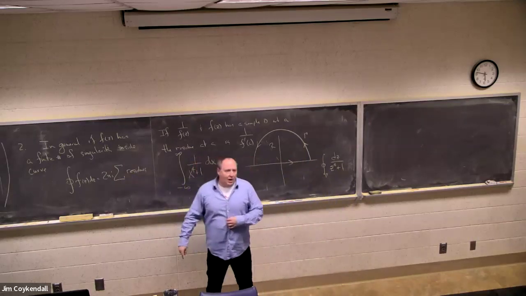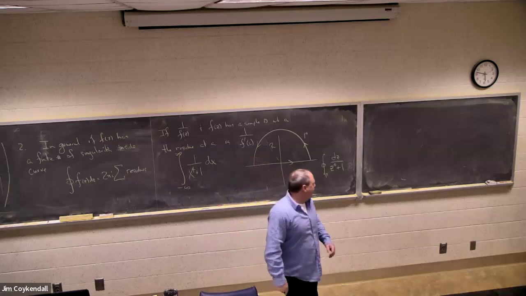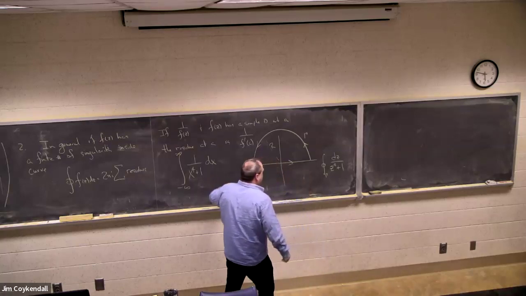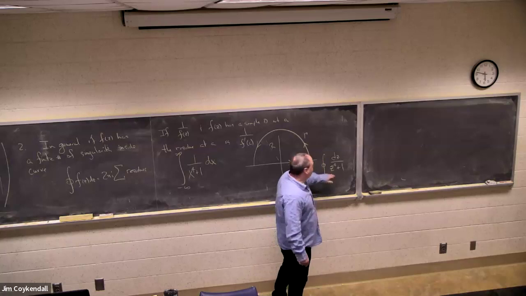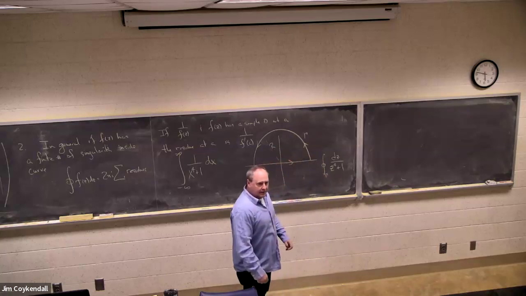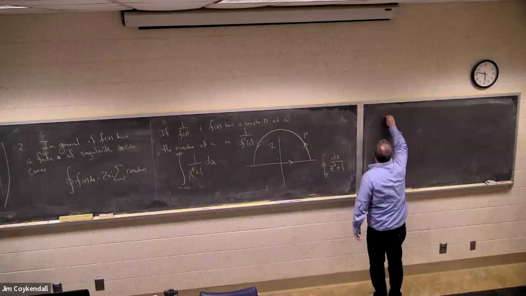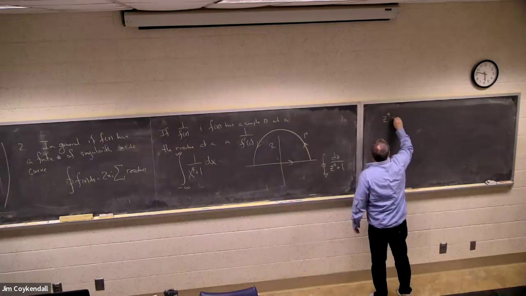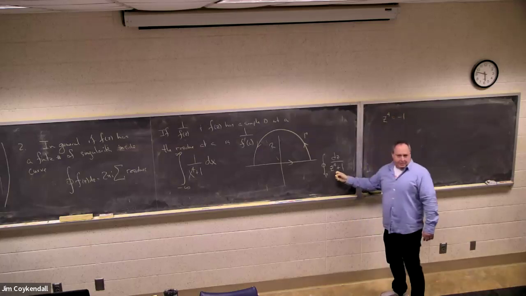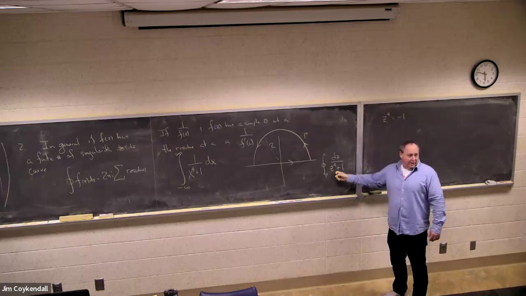Well, according to this, all we have to do is find out where this function, 1 over z to the 4 plus 1, goes bad inside here. Right? Complex variables help us again. This has the problems where z to the 4 is -1. Right?